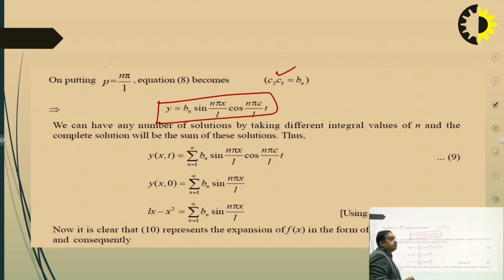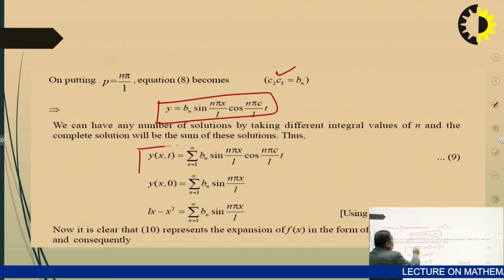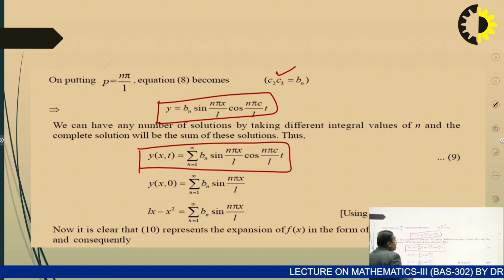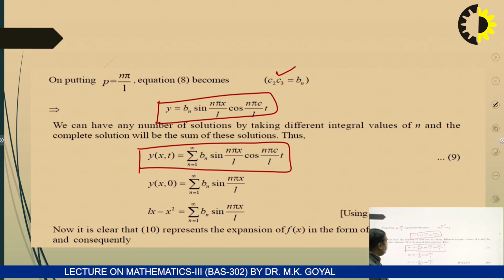Why are we taking this constant? Because a sine term is coming here, and the sine coefficient is denoted by bn in the Fourier half range sine series. That is y = bn sin(nπx/L) cos(nπct/L). For the general solution, with n from 1 to infinity, y(x,t) = Σ bn sin(nπx/L) cos(nπct/L).